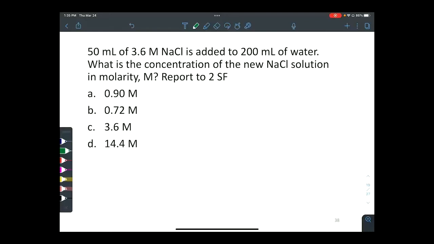So this is just C1V1 equals C2V2, but I'm going to point out, be very careful. Be very careful. Reading comprehension.